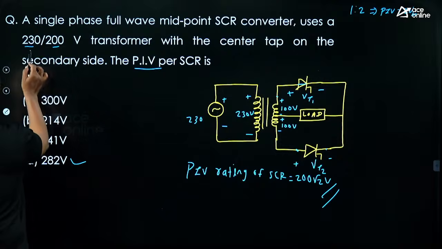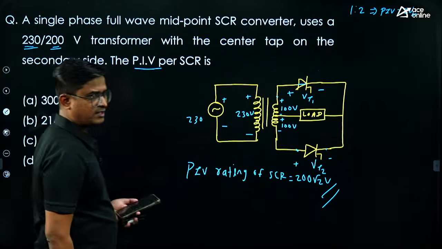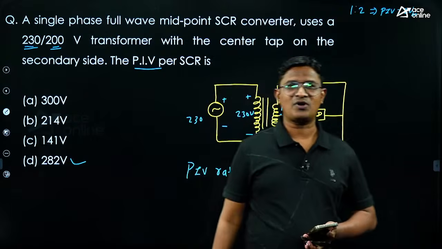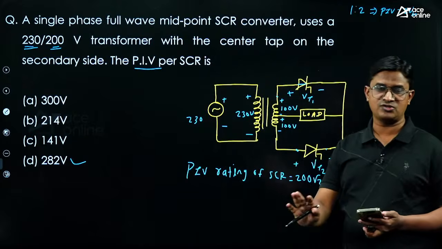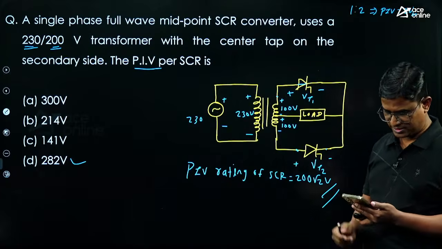Here the turns ratio is important, 230/200. Turns ratio is not like 115/230. It is not 1:2, right? Next.